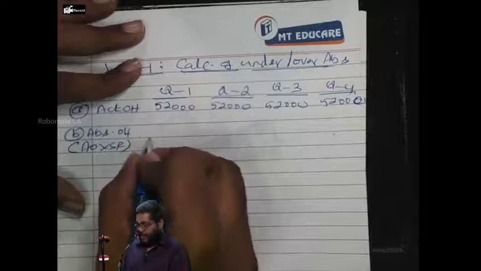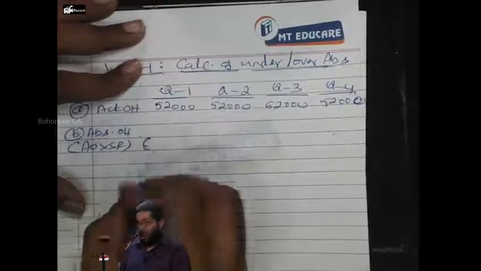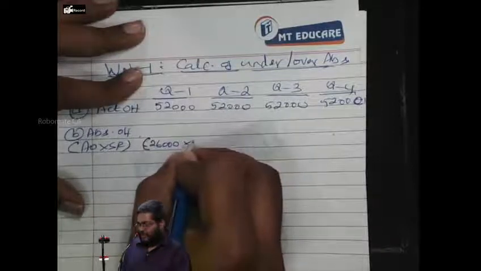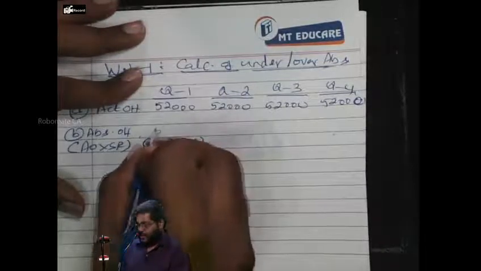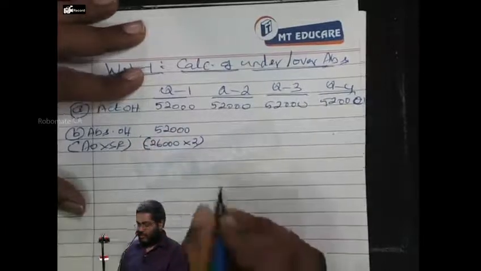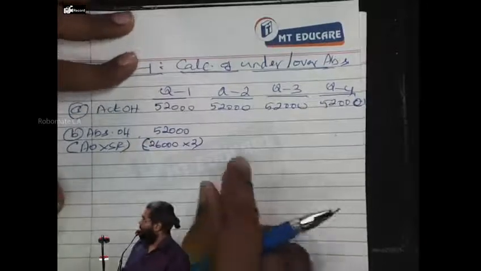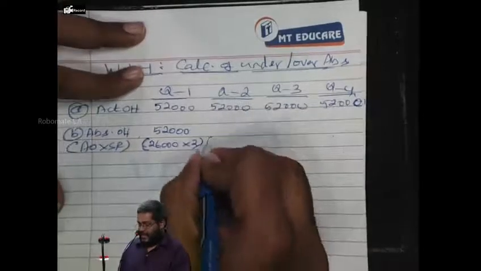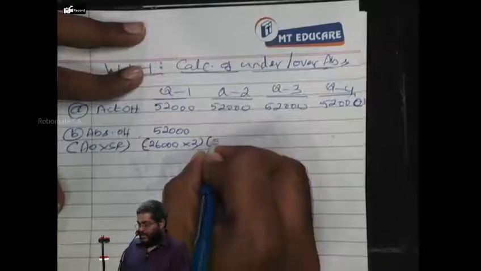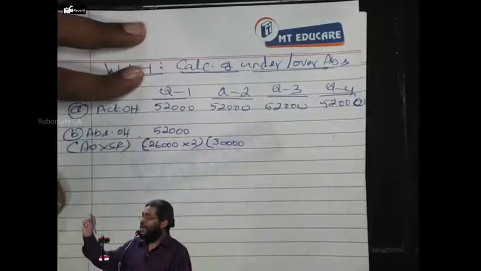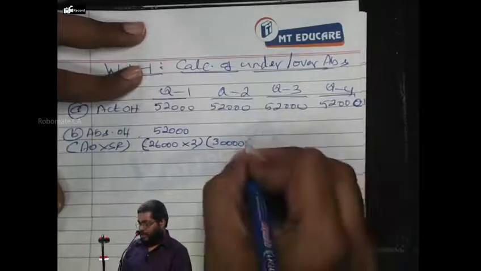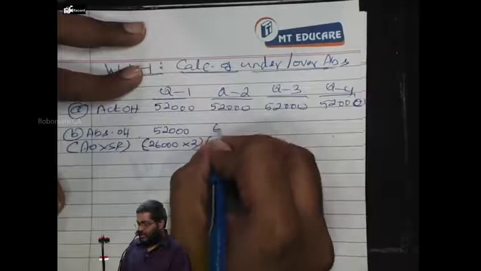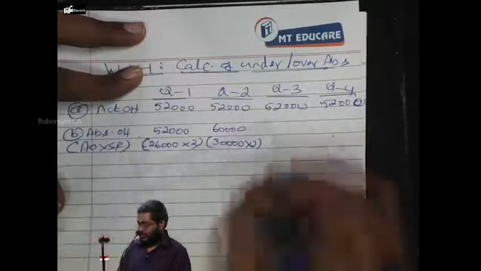For the first quarter, look at the workbook and tell me how many units I am producing? 26,000 units. Every unit is charged with 2 rupees. So the absorbed overhead is 52,000. 26,000 units into 2 rupees. Now, second quarter, I am producing 30,000 units. Each unit takes 2 rupees of fixed cost. So the absorbed is 60,000.